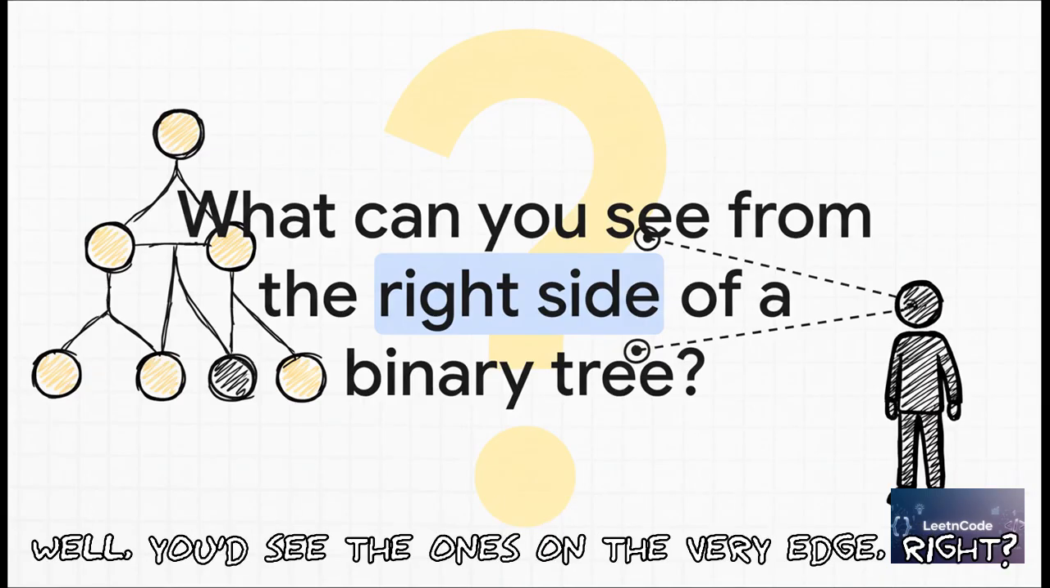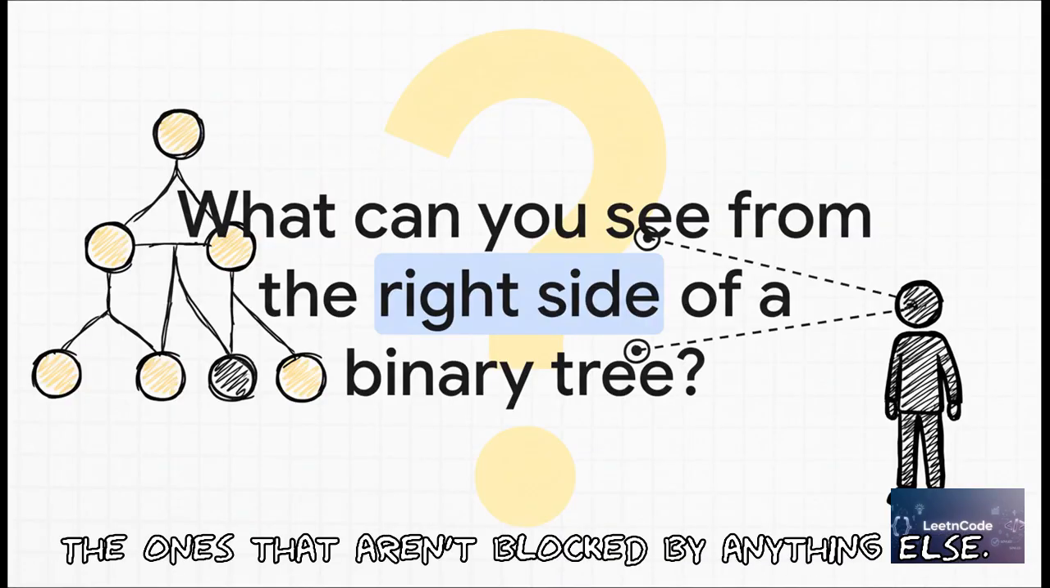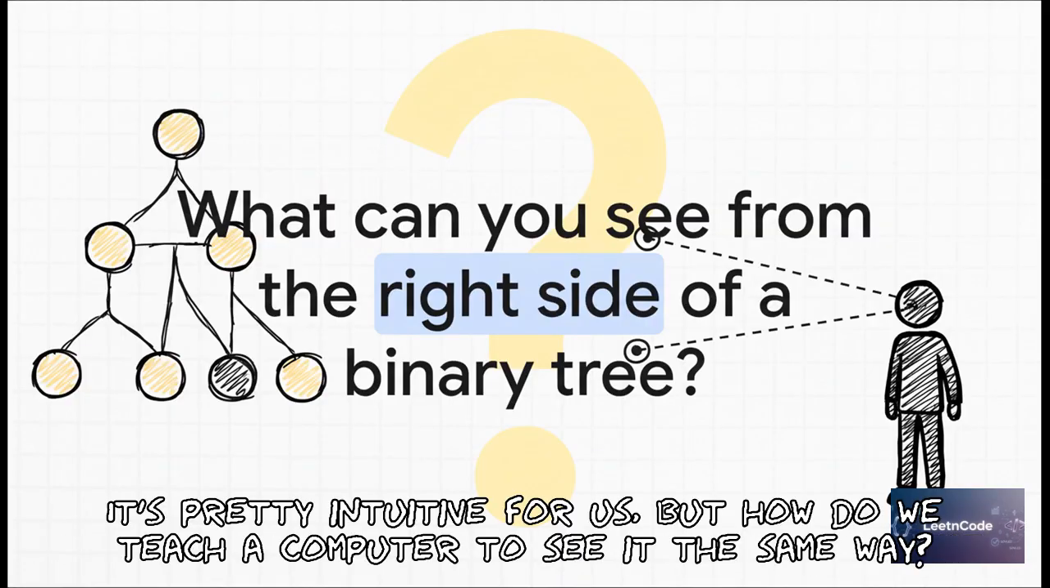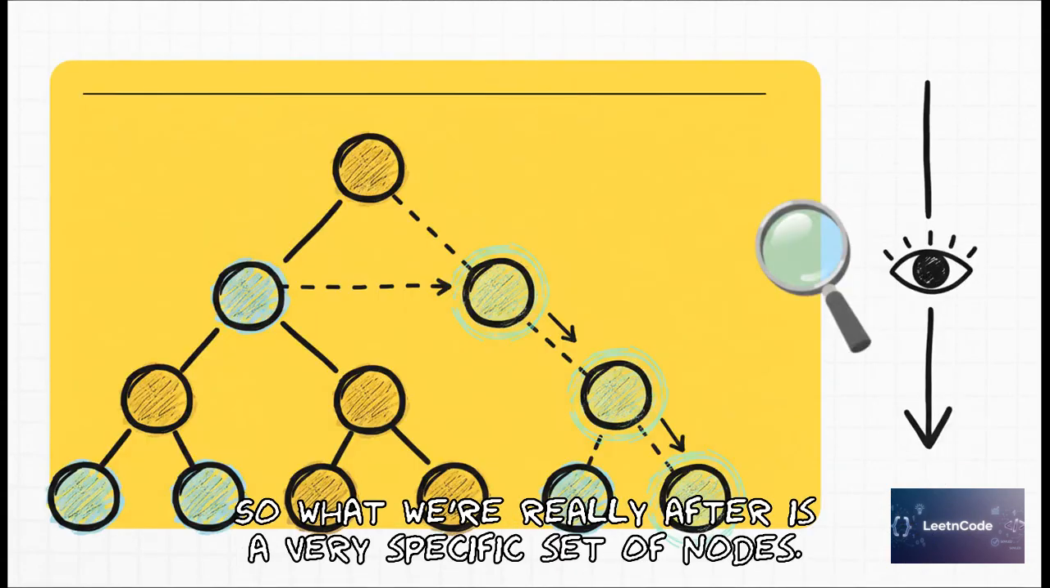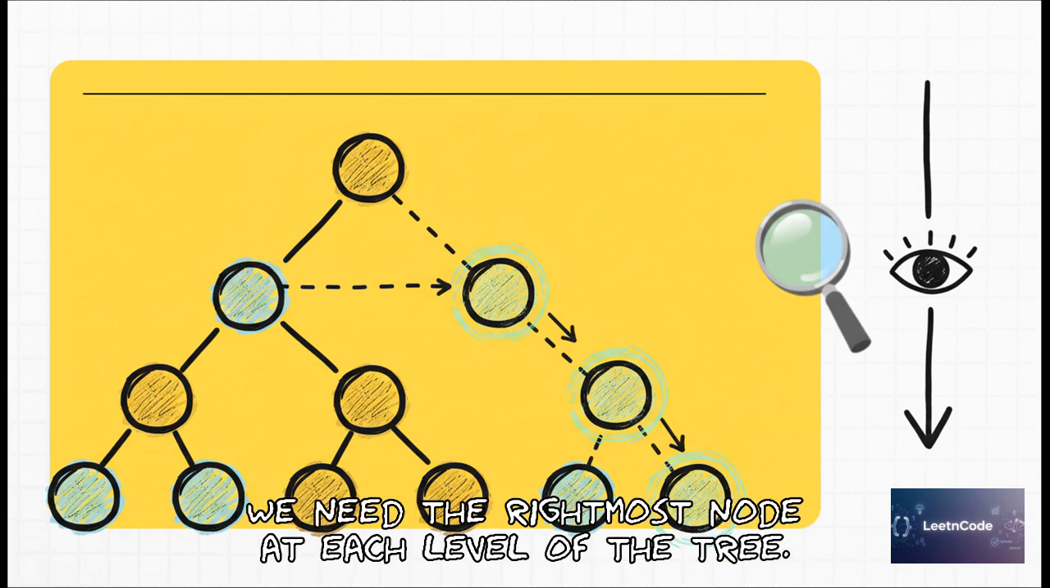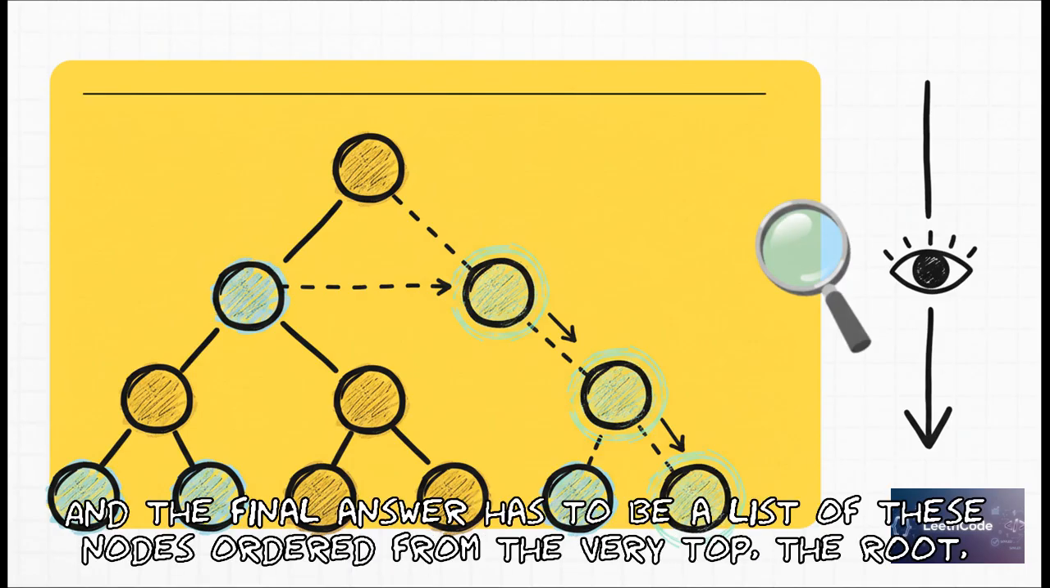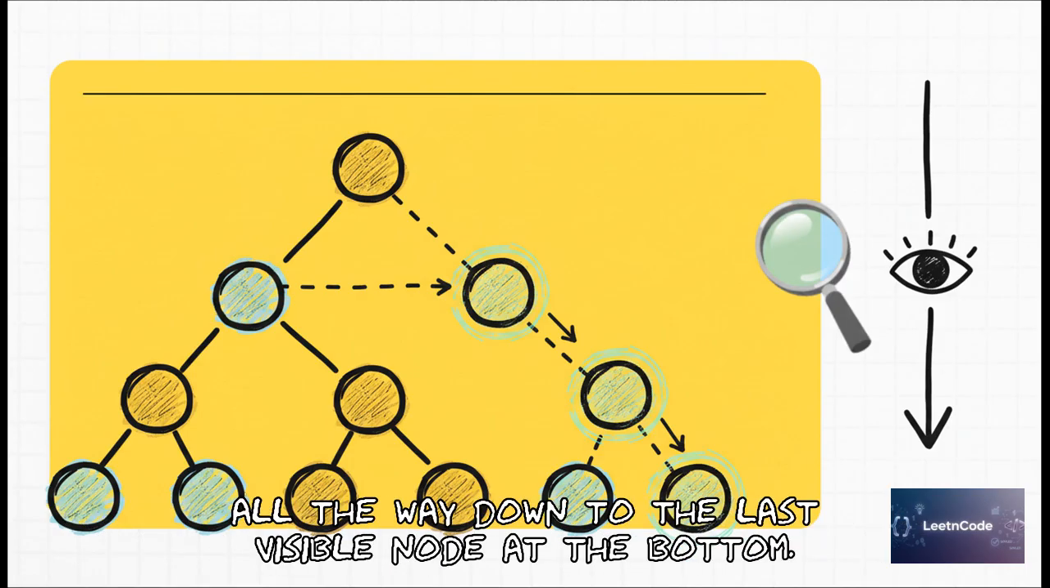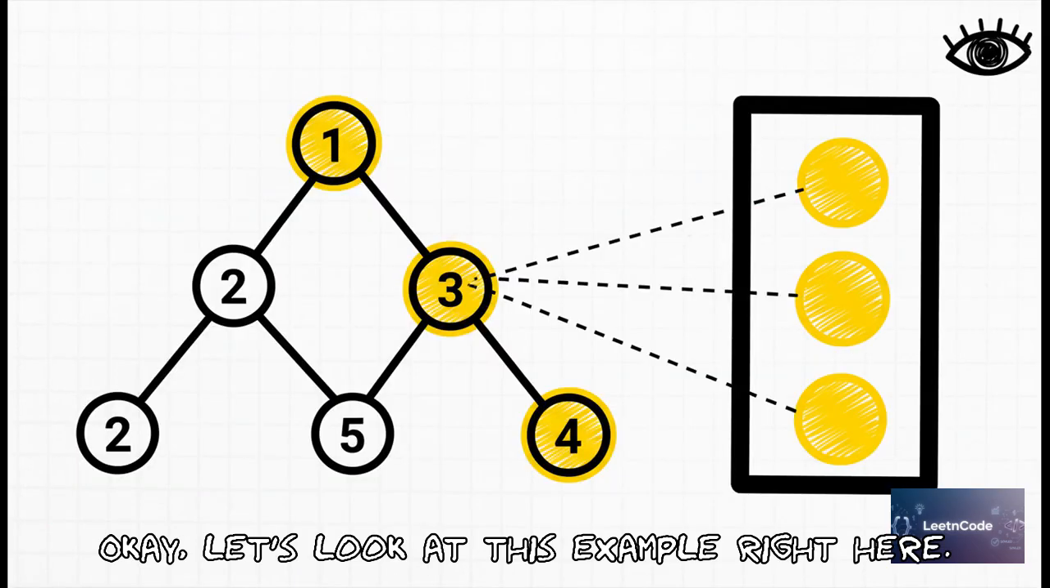Well, you'd see the ones on the very edge, right? The ones that aren't blocked by anything else. It's pretty intuitive for us, but how do we teach a computer to see it the same way? So what we're really after is a very specific set of nodes. We need the rightmost node at each level of the tree, and the final answer has to be a list of these nodes ordered from the very top, the root, all the way down to the last visible node at the bottom.